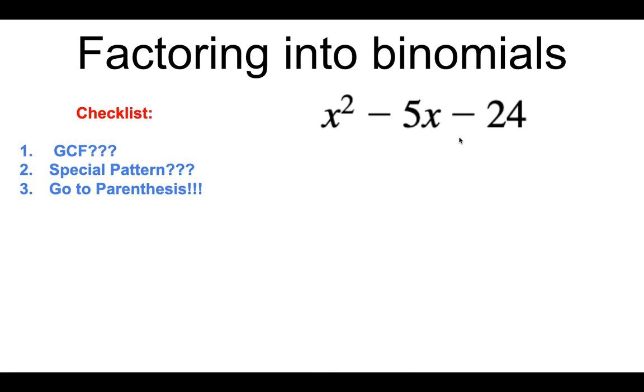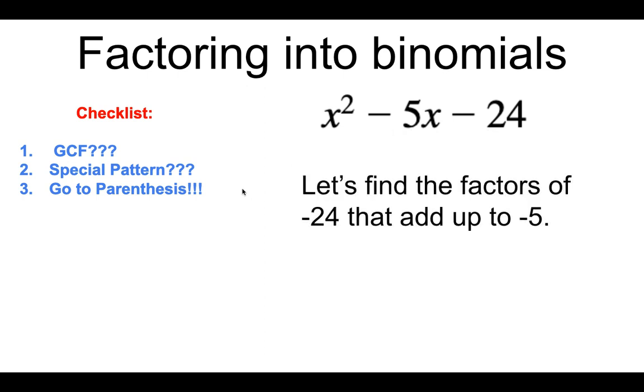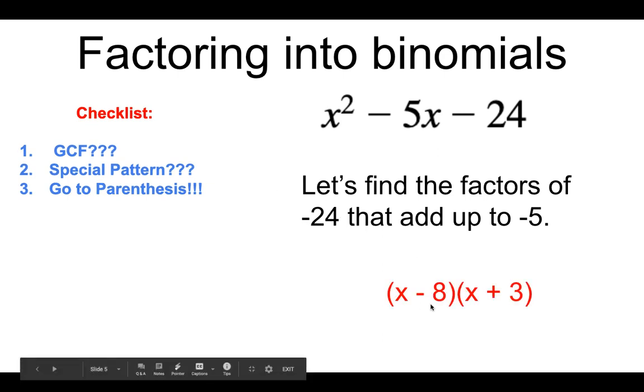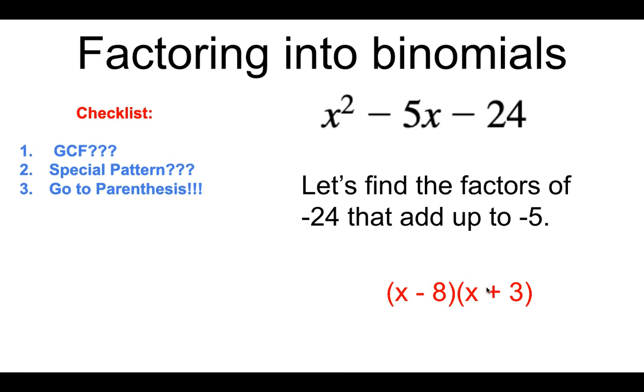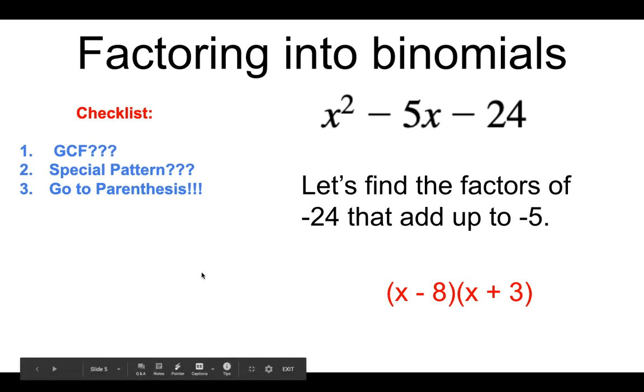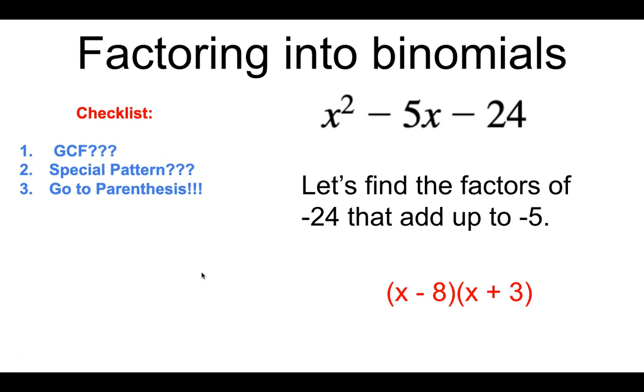Let's try another one. Here it is. I'm looking for the factors of negative 24 that add up to a negative 5. That's what I want to find. I hope people are thinking, oh, that would be negative 8 and a positive 3. If that's the case, you have your factors, x minus 8 and an x plus 3. If you FOIL this out, you get right back to this trinomial. So it's the same process time and time again when factoring into binomials.